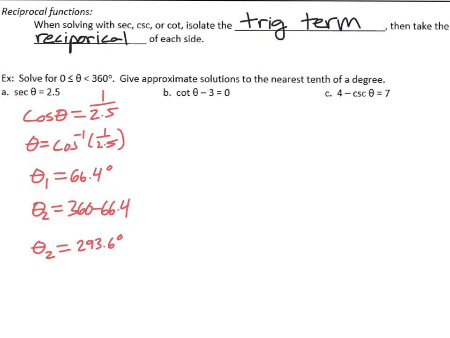Here's one where we have to do a little bit of moving terms around because, again, that trig term needs to be isolated. So over here, that means on the left side, I need to have cotangent of theta, and I need nothing else, right? Nothing else can be with the trig function, okay?